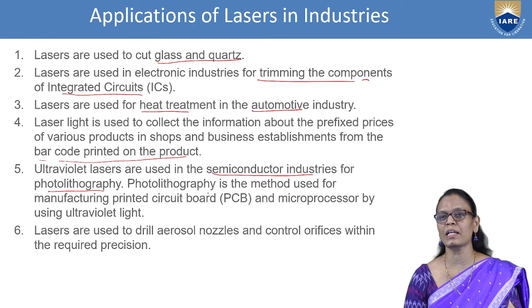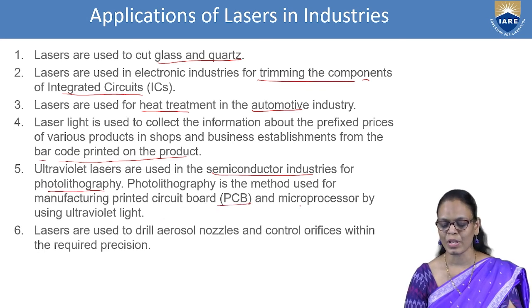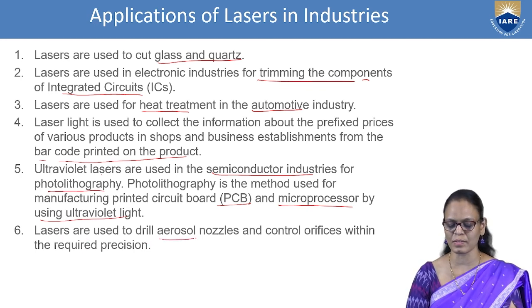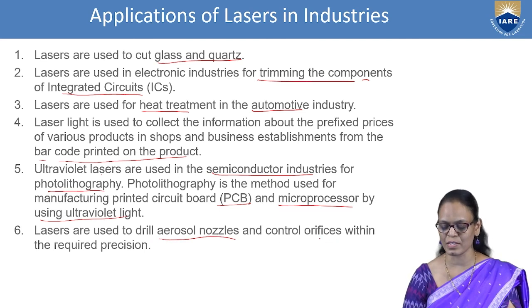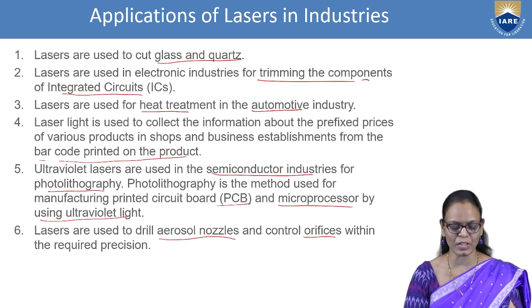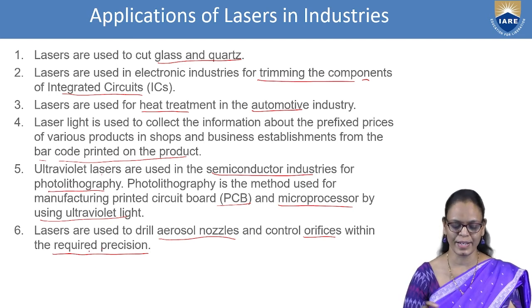So photolithography is a method that is used for manufacturing PCBs. What are PCBs? They are printed circuit boards and microprocessors, made by using ultraviolet light. So ultraviolet lasers are used there in semiconductor industries. Then lasers are used to drill aerosol nozzles and control orifices. Orifices are nothing but small openings, very small openings with a required precision. So when you have to make orifices with controlled precision, then also we use laser.